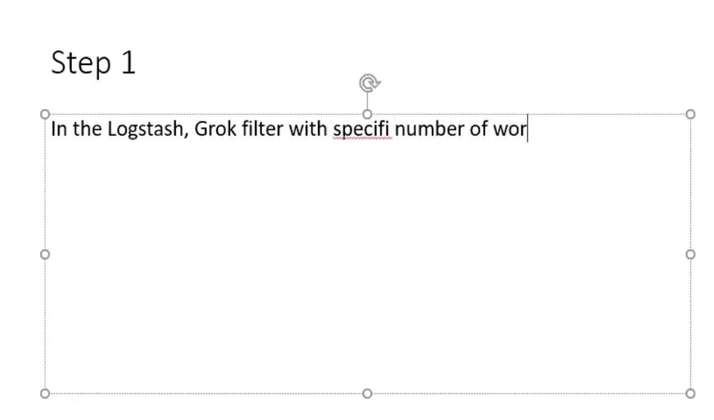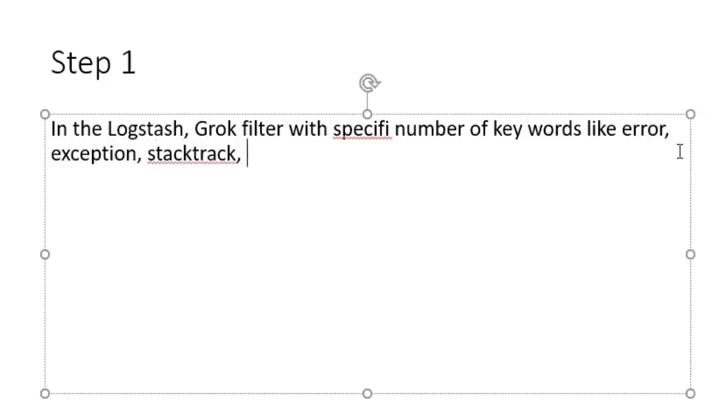For example, if you have keywords like error, exception, stack trace, and then warning or whatever words you will use. Sometimes like throw, or some other specific value, some specific keywords. First, you need to collect the keywords and you need to give it to the grok filter.